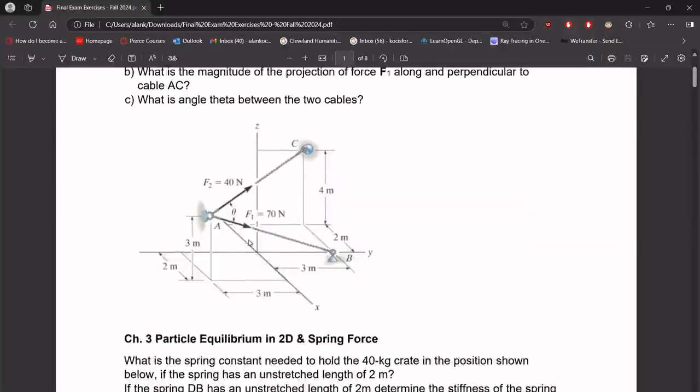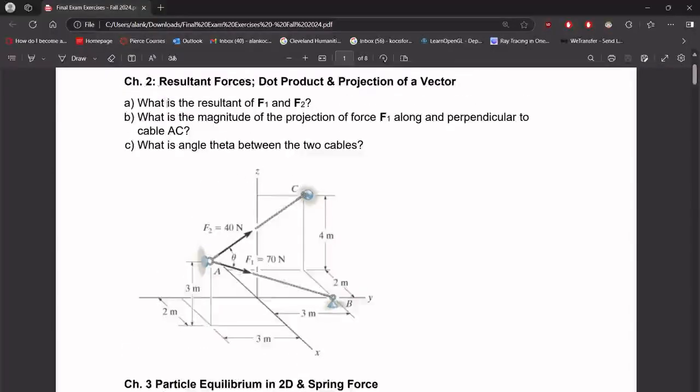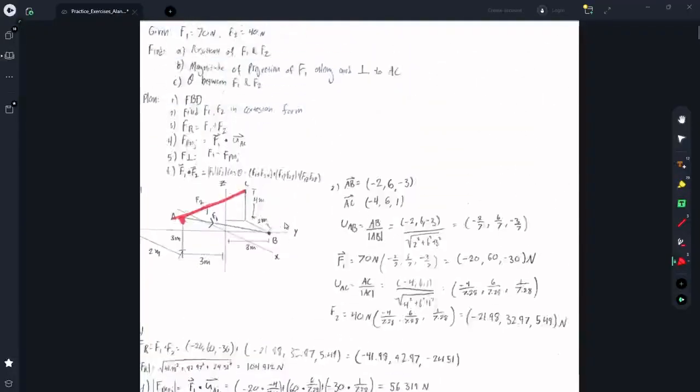All right, so for this problem, we're given this image that has two cables acting on one point. We have the forces, which are tension forces, given as F1 equals 70 and F2 equals 40. We're supposed to find the resultant force of F1 and F2, and then the magnitude of the projection of F1 along and perpendicular to this chord AC. And then the last thing we have to find is the angle between them. So I've just written that down here to begin with.